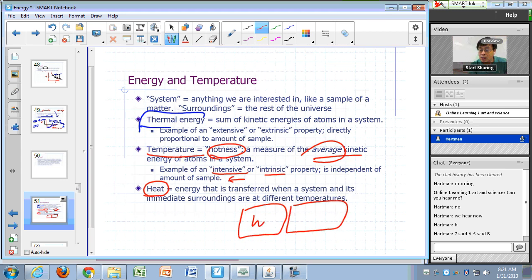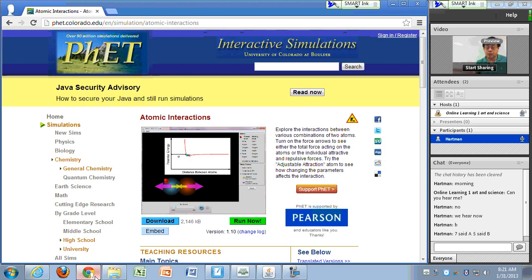So if this is hot and this is cold, what we're saying is the average kinetic energy of the atoms in the hot object is higher than the average kinetic energy of the atoms in the cold object. It doesn't mean it has more thermal energy. It simply means it has a higher temperature, the average kinetic energy. Okay? So let me just illustrate that with an animation to help you visualize it.